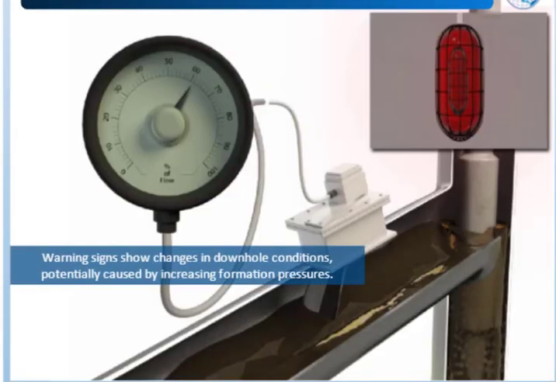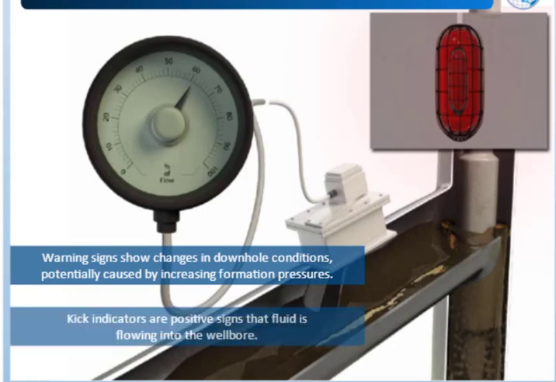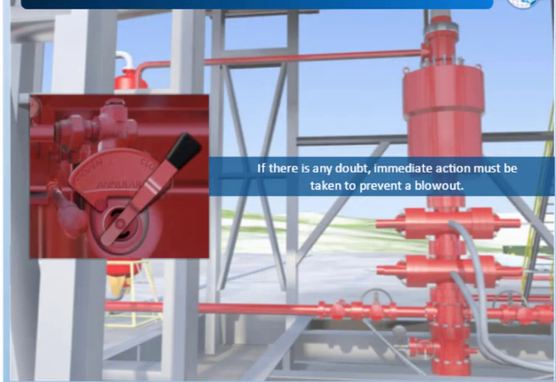Warning signs show changes in downhole conditions potentially caused by increasing formation pressures. Kick indicators are positive signs that fluid is flowing into the wellbore. Warning signs and kick indicators may be caused by factors other than well control, but there isn't time to speculate, as a kick can happen very quickly. If there is any doubt, immediate action must be taken.